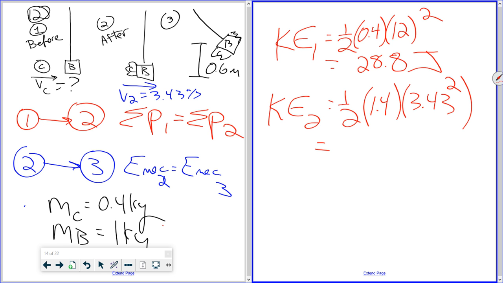0.7 times 3.43 squared. That gives you 8.2 joules. How much was lost? Subtract. You get what, 19.8? Follow? I am a big fan of question C, and last year a ton of people got it wrong, and I was really sad. Question C. Are we good with A and B before I do C?